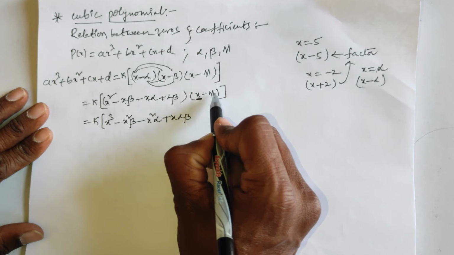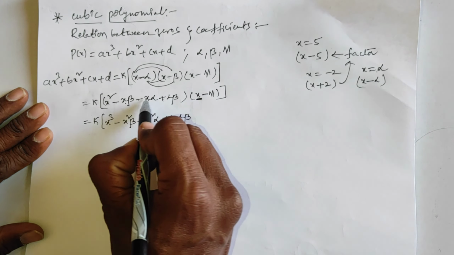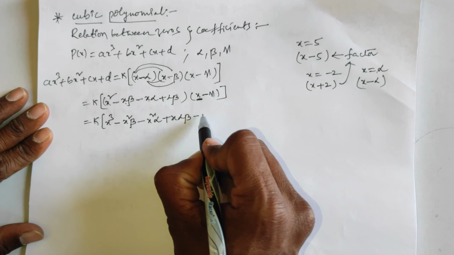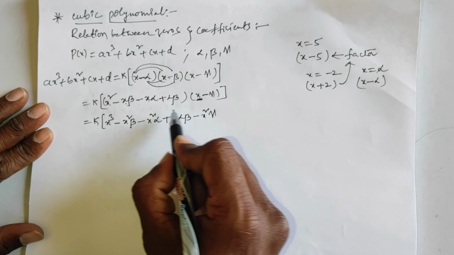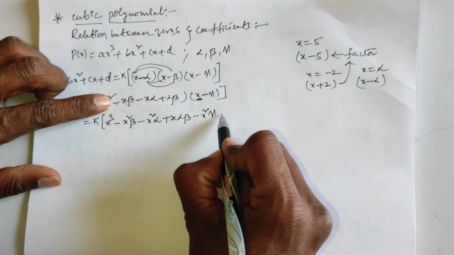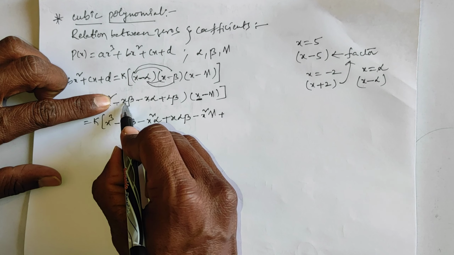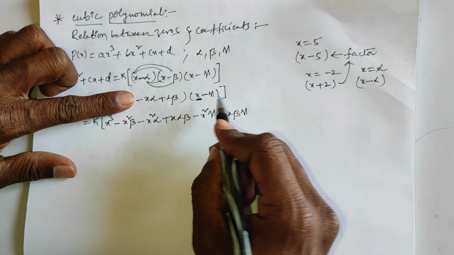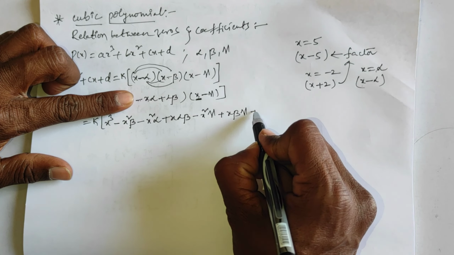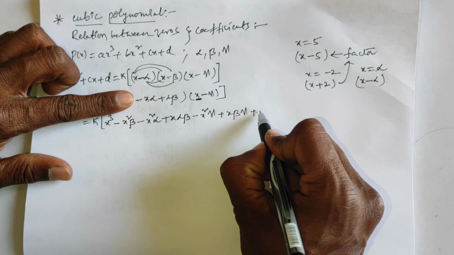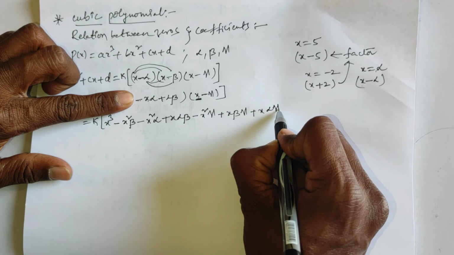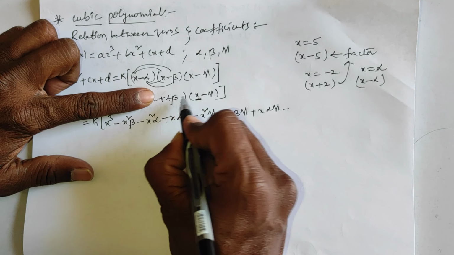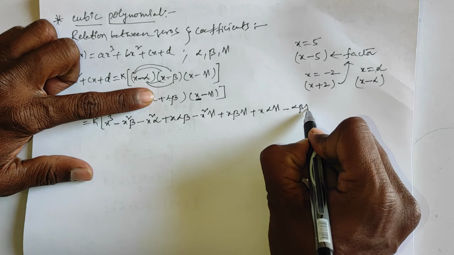Now what is remaining here? Minus gamma. With minus gamma we have to multiply this total term again. Minus into plus becomes minus, x square into gamma is x square gamma. Now the second one, minus is there. Minus into minus becomes plus, x beta into gamma is x beta gamma. Now remaining, minus into minus is plus, x alpha into gamma is x alpha gamma. Now last one, plus into minus is minus, alpha beta into gamma is alpha beta gamma.